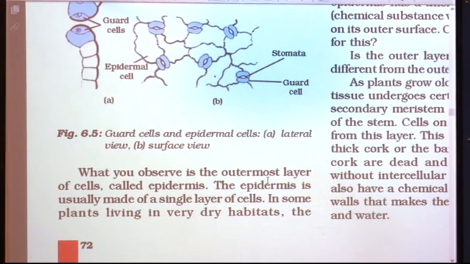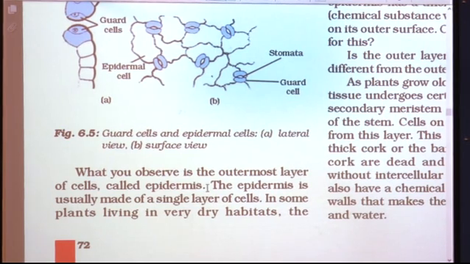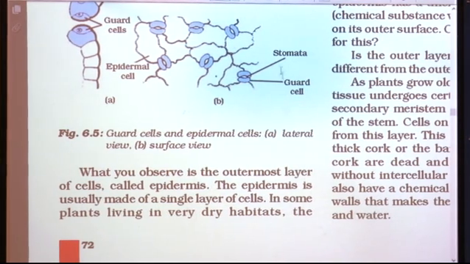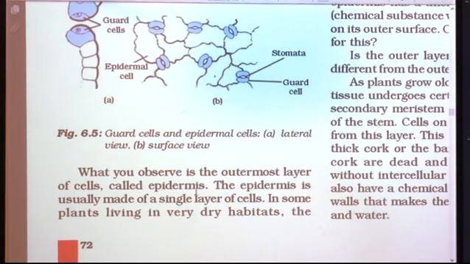So what you observe is the outermost layer of cells, which is called epidermis. When this slide is observed under the microscope, we get the outermost layer, which is called epidermis. The epidermis is usually made of a single layer of cells. So what is an epidermis? It has a single layer, meaning only one layer of cells.